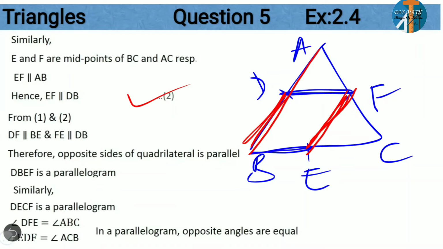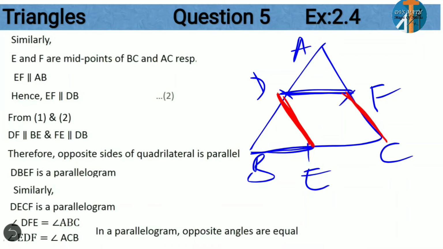Similarly, if I consider the next one, another parallelogram like this one, if I join this DE, the same thing, DE is parallel to FC, right? And the same, DF is parallel to EC. Similarly, you can observe here, DECF is also a parallelogram. Mention these two points clearly: DBEF is a parallelogram, DECF is a parallelogram. Okay, we got two parallelograms.